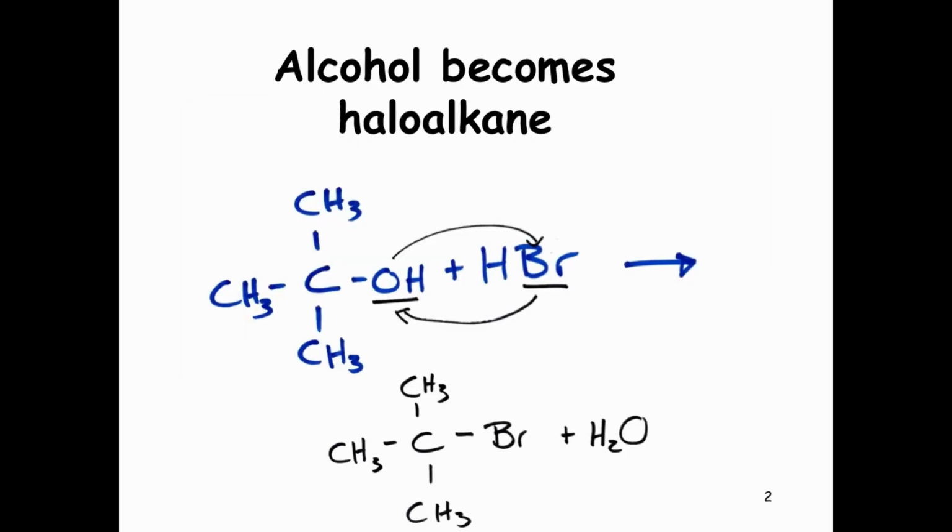So first, let's go to an alcohol becoming a haloalkane. If I take an alcohol and I add a hydrohalogen to it, what happens is that the alcohol's OH group will come off and the halogen will go on. And then that OH group joins with the hydrogen to form water. Substitution, one thing off, something else on.